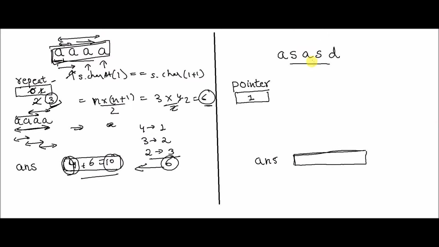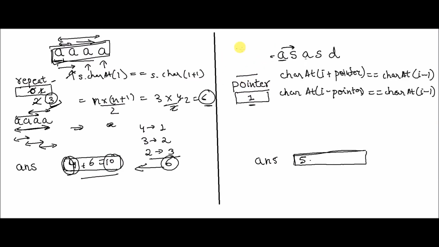Let us see the second case now. In this case we will be taking a pointer, which is also a variable, and I will tell you what we are going to check. So how are we going to deal with this? We will check whether the character at i plus pointer is equal to the character at i minus 1.